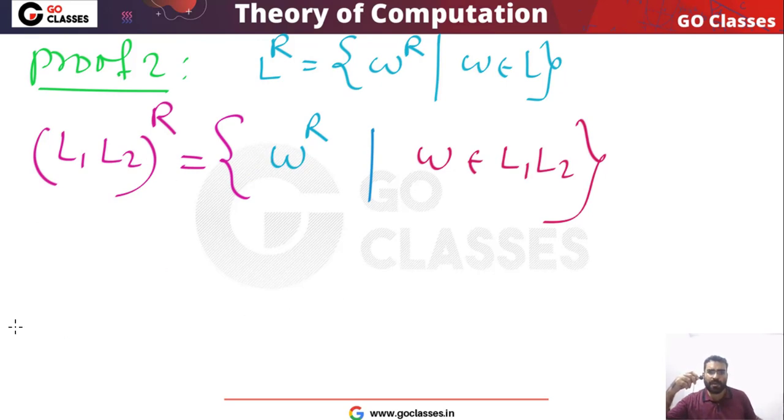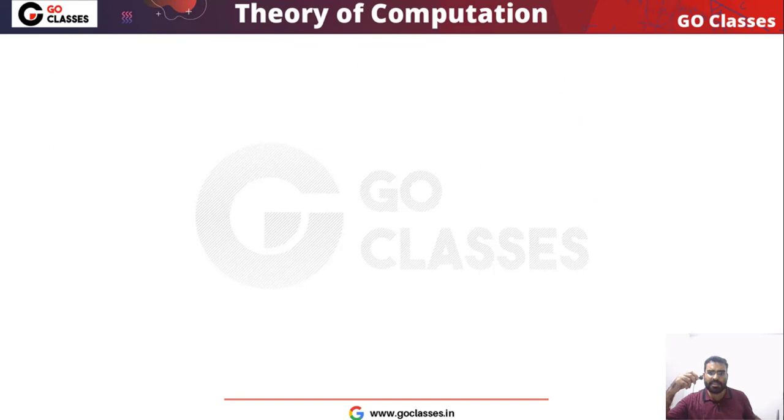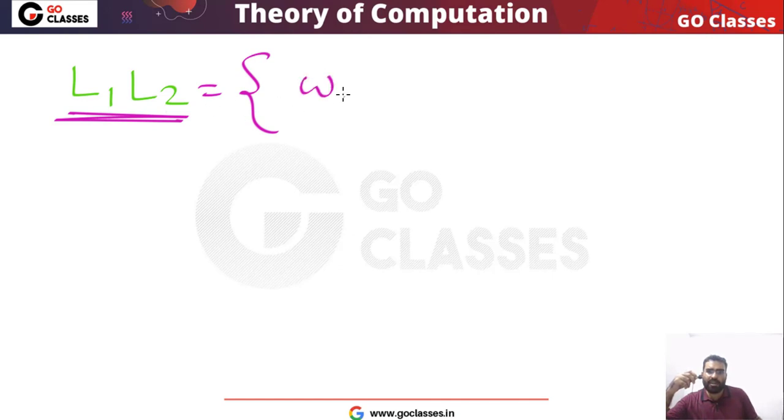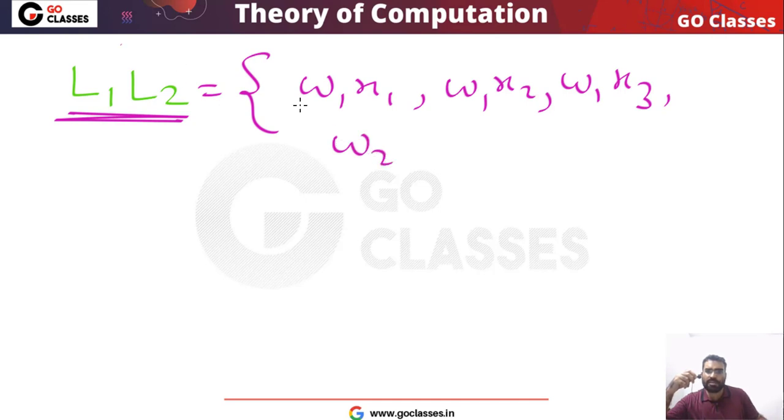Now remember, if w belongs to L1 L2, then what should happen? This we have already seen: if any string belongs to L1 L2, then in this L1 L2, every string will be like this: a string of L1 followed by a string of L2. Like this, in this L1 L2, every string is like this.